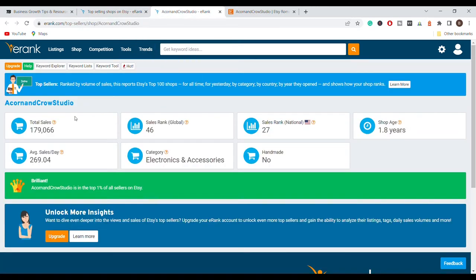Here is some useful information about the store. We can see that they have around 180,000 sales with an average of 270 per day. They have had the store for just under 2 years, and you can see here that they rank 46 in sales globally. So that means that they already rank in the top 100 Etsy stores.